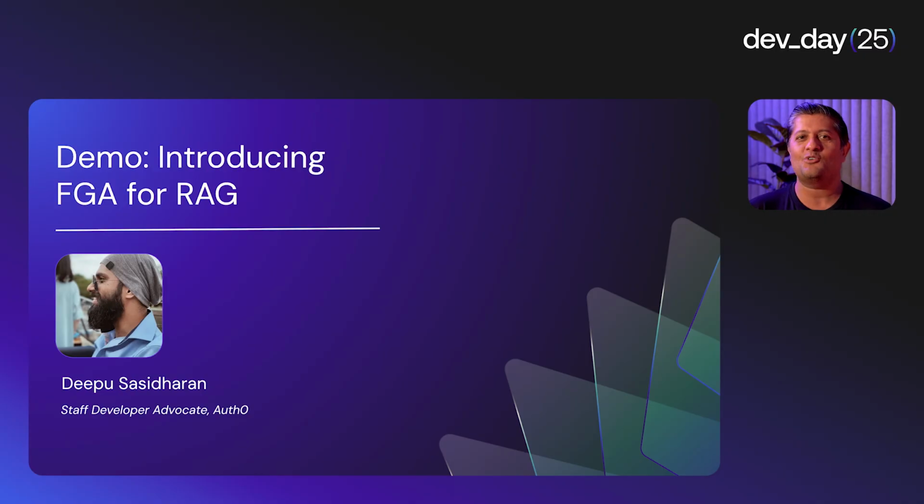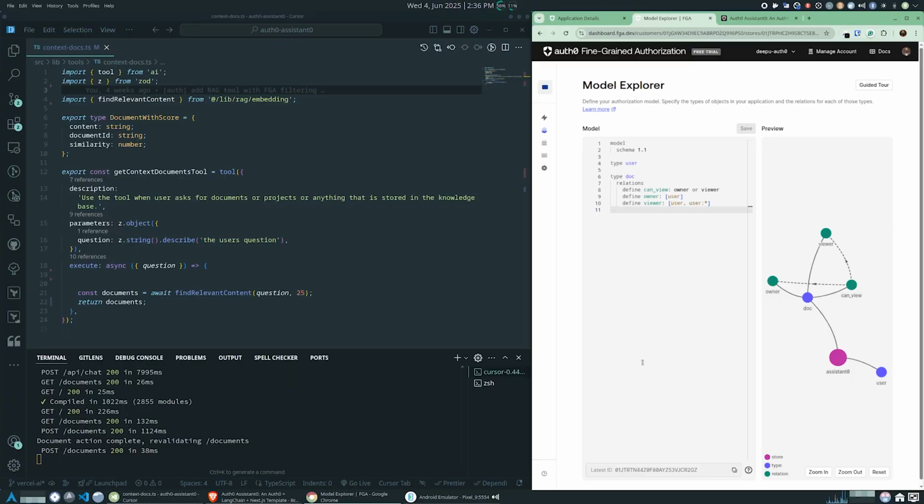I think that's very cool, but I know Deepu has some code to show this off. Deepu, I hear you have one more example for us. Yeah, that's right, Shiv. We have built Assistant Zero to do a lot. Now let's make sure it can access just the information our user has access to. As usual, I have already set up my Auth0 FGA account, so let's jump right into code.